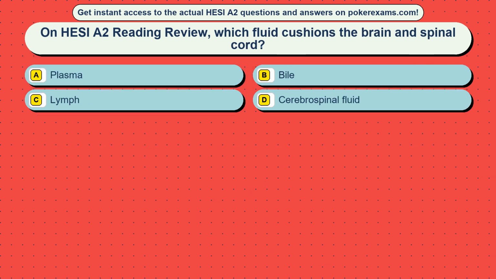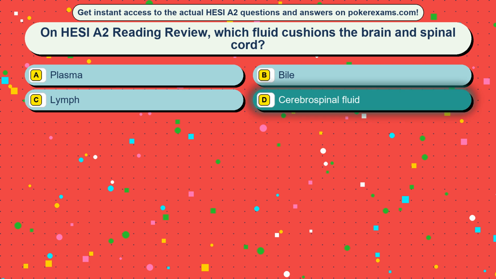Question 14. On HESI A2 reading review, which fluid cushions the brain and spinal cord? Option A, plasma. Option B, bile. Option C, lymph. Option D, cerebrospinal fluid. The correct answer is option D, cerebrospinal fluid.